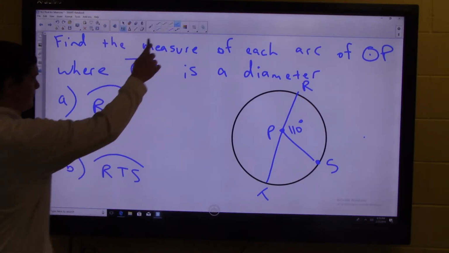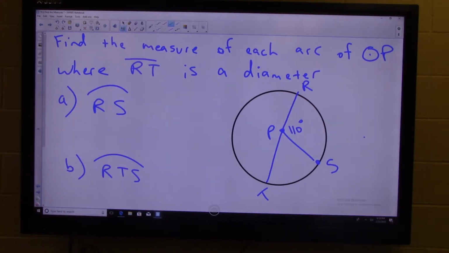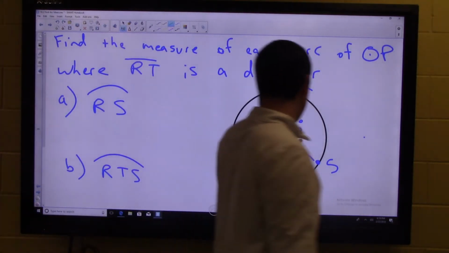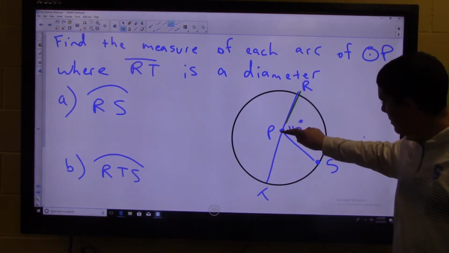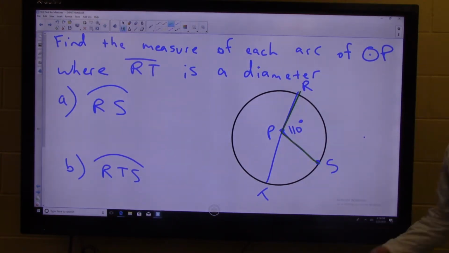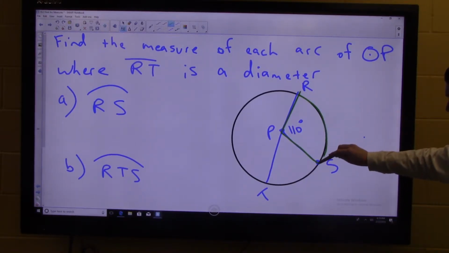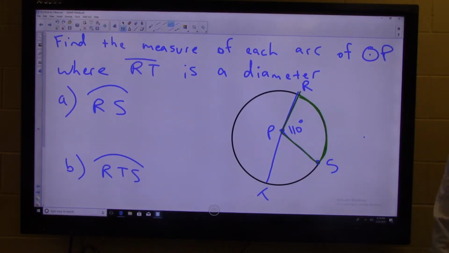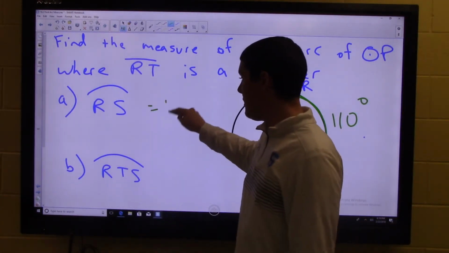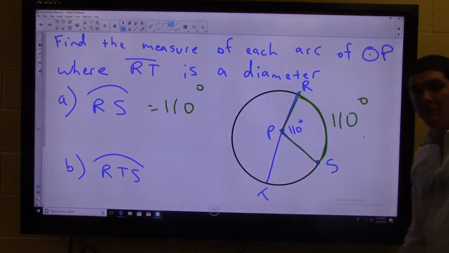Okay, so here goes. RS, that one's really easy. If you use the fact that we just talked about, we've got the central angle here from R to P to S. If we know that central angle, what is the measure? And by the way, that's its intercepted arc. What is going to be the measure of that arc? If you said 110 degrees, we have a winner. 110 degrees. So again, the measure of the central angle has to equal the measure of its intercepted arc. We'll write this down here. Part A done. That was easy.